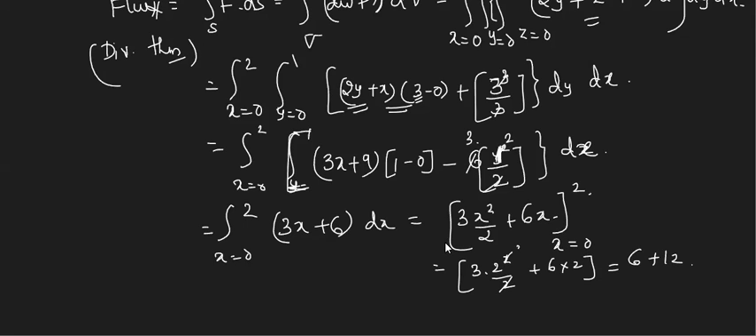Ma'am, 30. Yes, ma'am, the answer is 30. I think I missed here. It should be plus. So plus means 9 plus 3 is 12 here. So it is 12. Yes. 12 2s are 24. Yeah, the answer is 30. Very good. This is how it is to be solved.